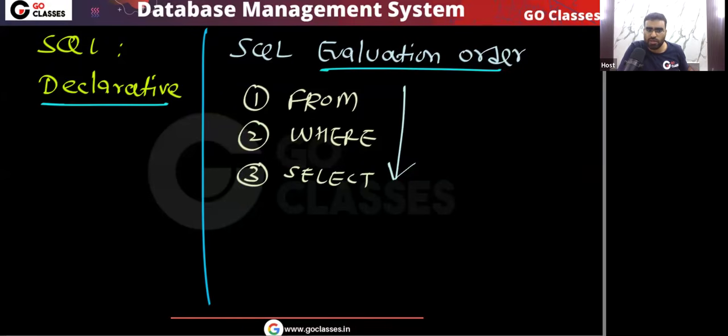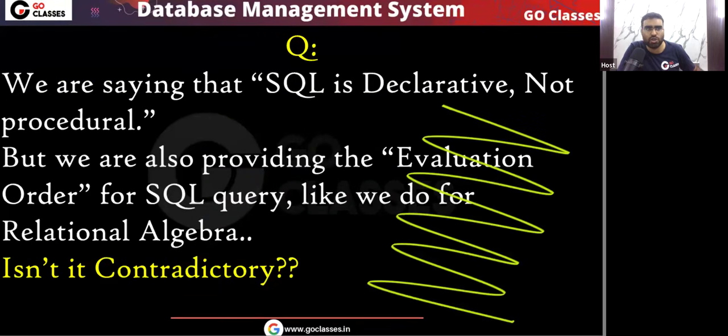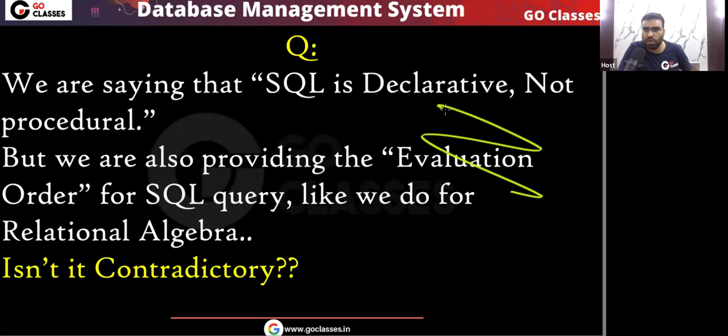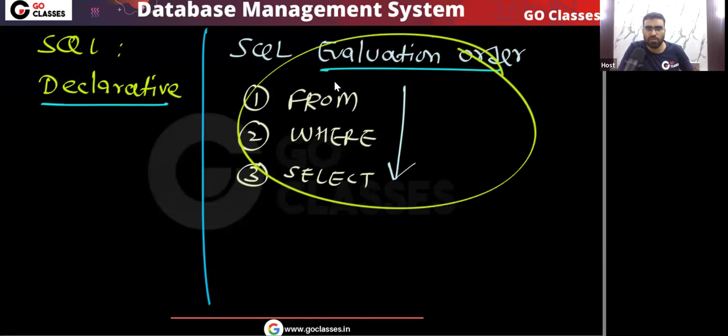I hope you understood my question. Yes or no? Because remember, SQL is declarative, which means we just specify what we want. We do not specify the step-by-step order of execution. In which order to execute, we don't specify that. But you can see we are giving this order of execution. So either this is wrong or this is wrong. One of them is wrong. Which is wrong? Let me know.